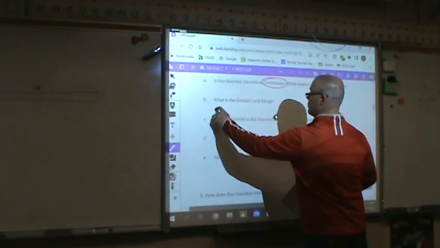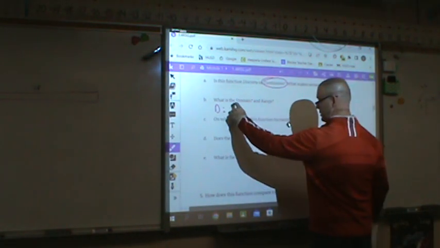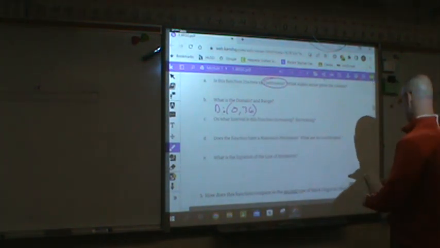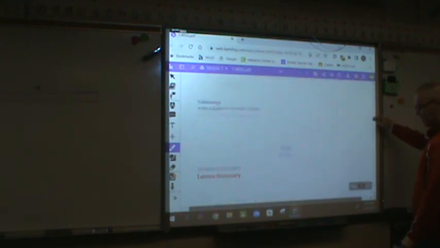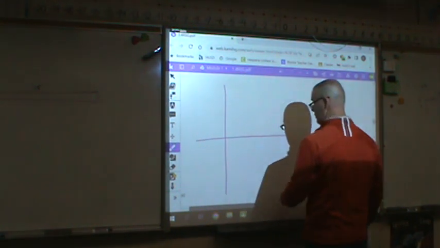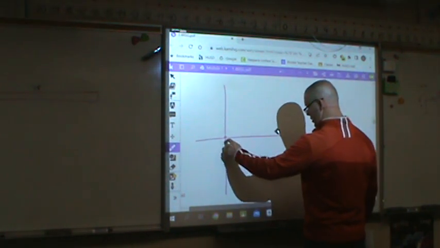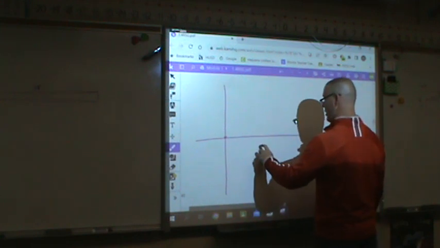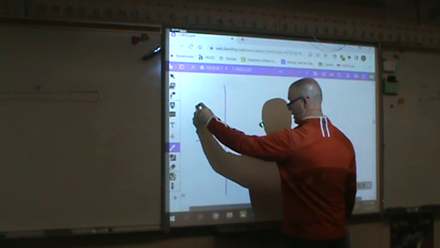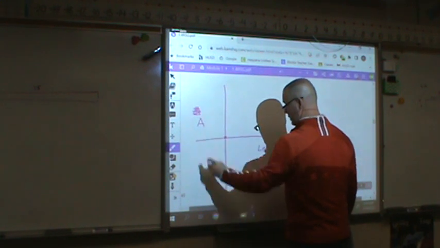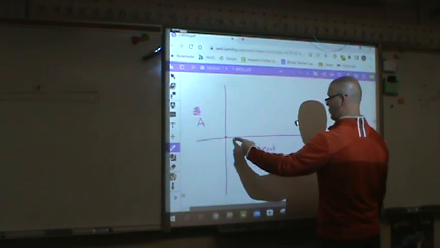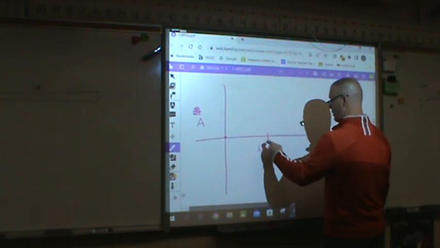Well, the domain is any number between 0 and 36. Now, why is it 0 and 36? Well, let's go back and see if we can find a space to graph this. I just need a blank piece of paper. All right? So here's my blank. I start off at 0, 0. The x value represents my length. This represents my area, actually. So my length goes from 1 to 18 on my table.